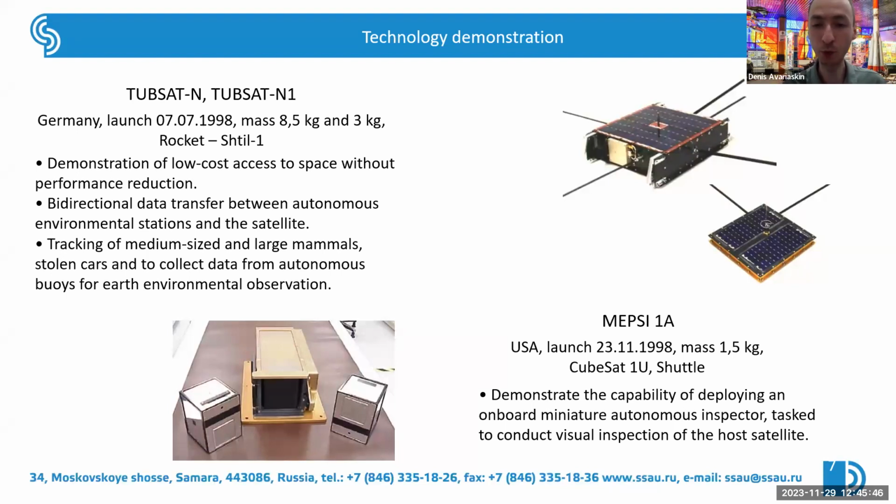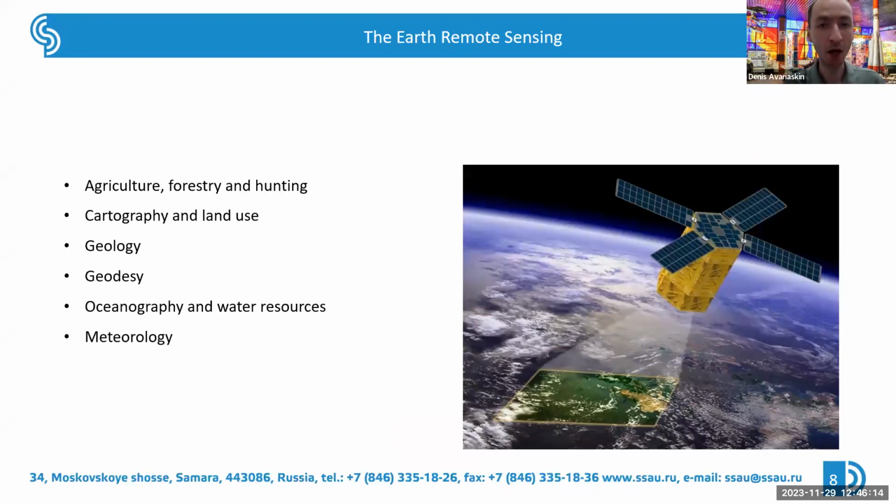From the right, we can see one more example, the MEPC 1A satellite from USA. It was launched in the same year. It's also two satellites for demonstration of the technology of formation flying and inspection. So one satellite should inspect the other one. So these are examples of technology demonstration.